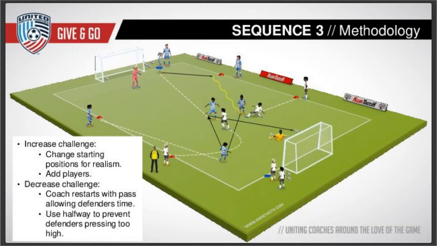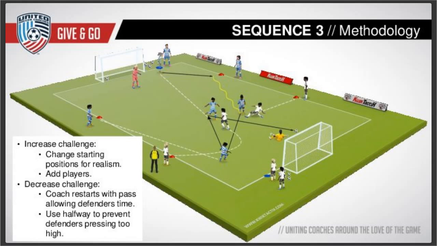So to increase the challenge level in this activity, we can change the starting positions of players. They don't have to be coming in from the side, they can come in from the end line. We could artificially create a striker position by having a player for the blue team come in a much higher position. So there's lots of different ways that we can create realism of the game. And of course, as we just discussed, we can add more players to the field.